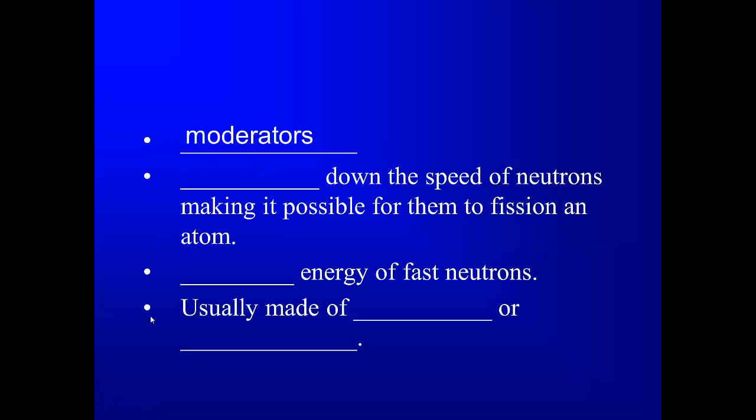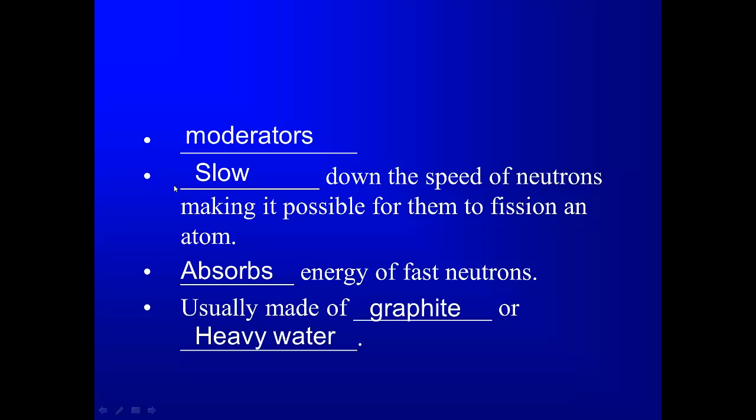You also have what are called moderators. Just like it sounds, they moderate, or slow down, the speed of those neutrons, because we said again that it had to be a slow-moving neutron that hit the nucleus. So the moderators help control that speed to get the reaction going. They also absorb the energy of the fast neutrons. We usually use graphite or heavy water, which contains deuterium, or hydrogen-2, versus hydrogen-1, which is most commonly used.